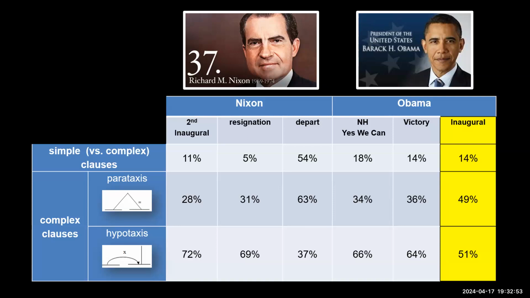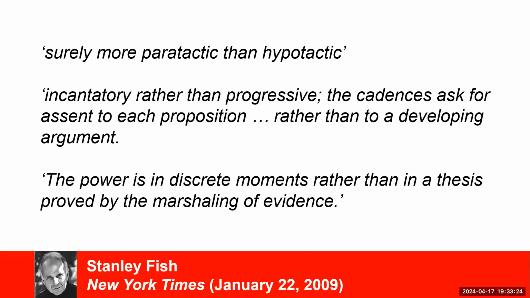These are well-developed ideas with a logical order, with an emphasis on the hypotactic compared to the paratactic. But in this one instance, Obama was almost 50-50, paratactic, hypotactic. It deviated from the expectation. And that deviation prompted people to feel that it was more paratactic than hypotactic, incantatory rather than progressive. The power is in discrete moments rather than in a thesis proved by the marshalling of evidence. It was criticized because it did not fit the expectation.